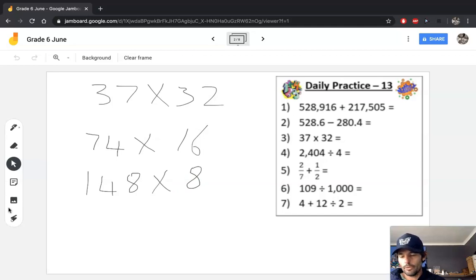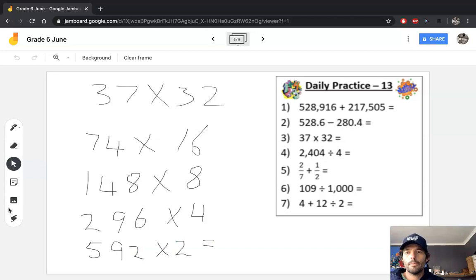So double 148 is 296 multiplied by 4. And I can actually do it again. So double 296, double 200 is 400, double 90 is 180, so that's 580. And then double 6 is 12, so that's 592 multiplied by 2. And we can also multiply by 2.